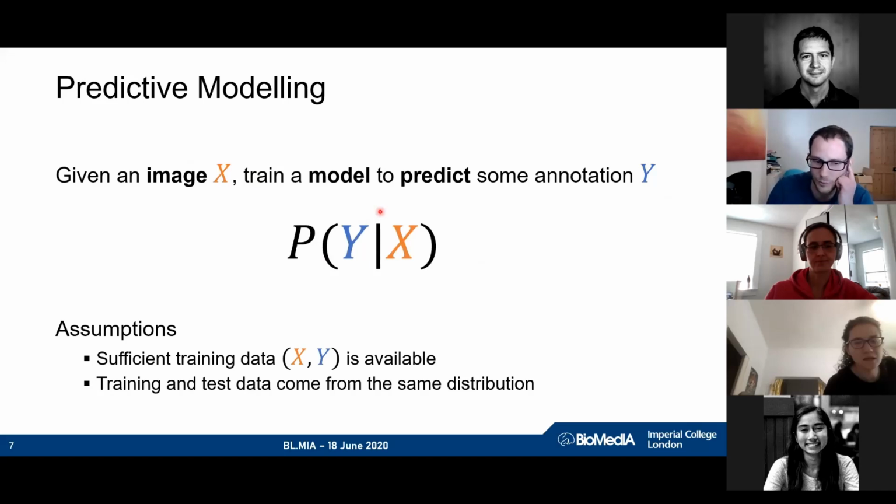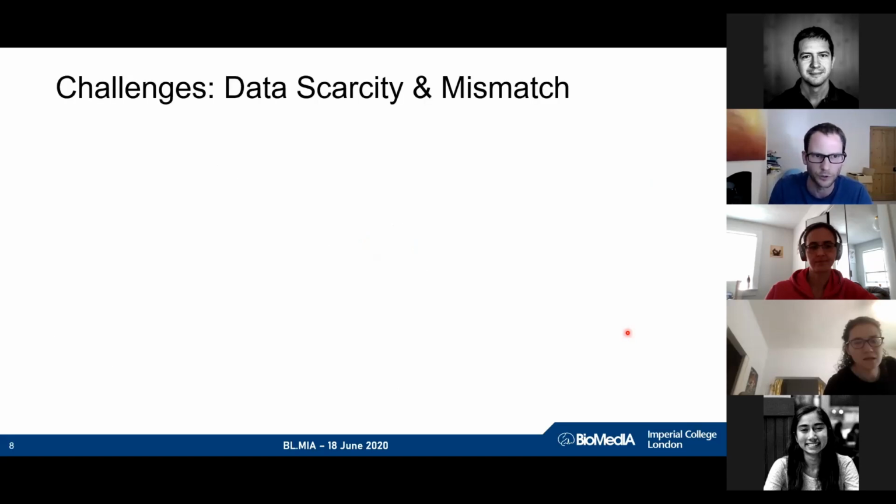And the assumptions we make here is that we have sufficient training data, so pairs of X and Y available. And the big assumption that we do make is that the training and test data do come from the same distribution. Otherwise, the model is not working well. It's not robust to changes in these data distributions, or at least not easily robust unless we do stuff.